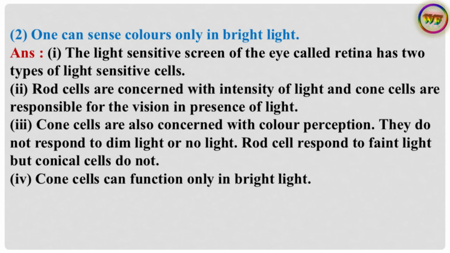Sub-question 2. One can sense colors only in bright light. Answer. Point 1. The light-sensitive screen of the eye called retina has two types of light-sensitive cells. Point 2. Rod cells are concerned with intensity of light and cone cells are responsible for the vision in presence of light. Point 3. Cone cells are also concerned with color perception.